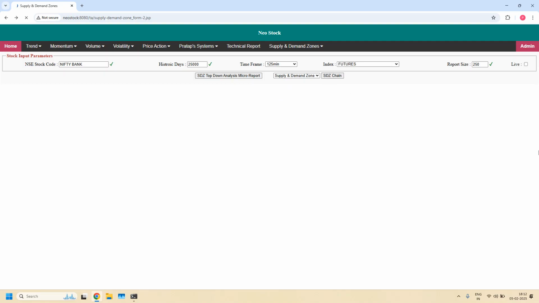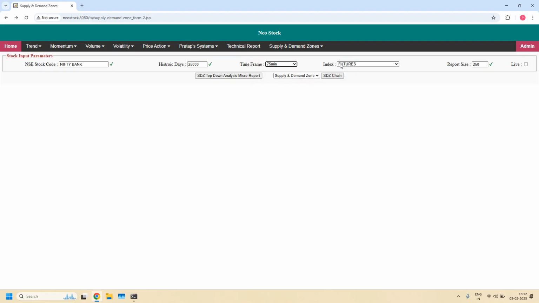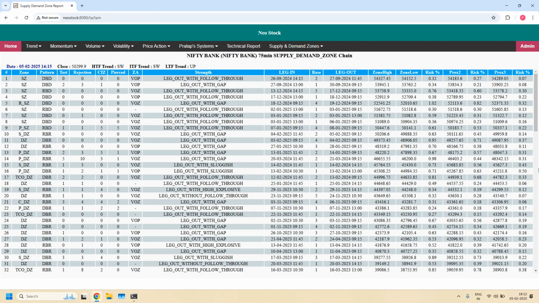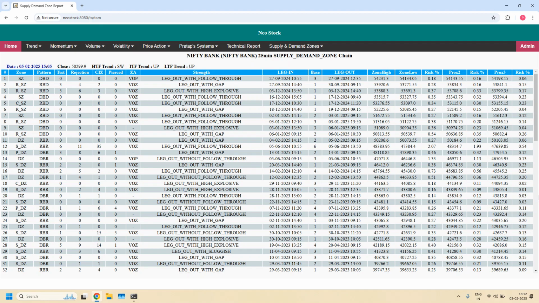Next, 125 minutes supply demand zone chain for Bank Nifty. Next, 75 minutes supply demand zone chain for Bank Nifty. Next, 25 minutes supply demand zone chain for Bank Nifty. Tenth is the nearest demand zone.